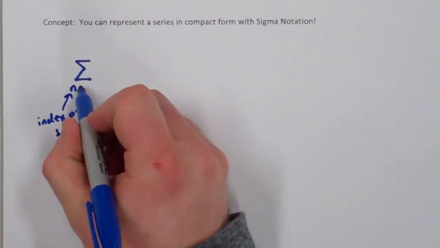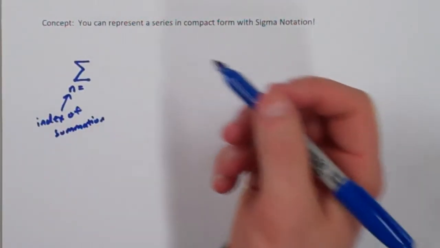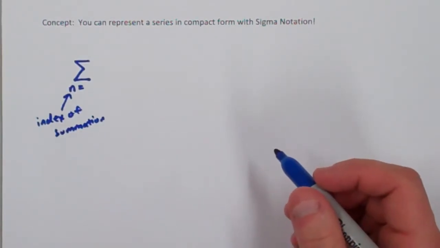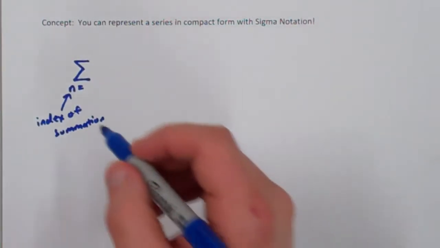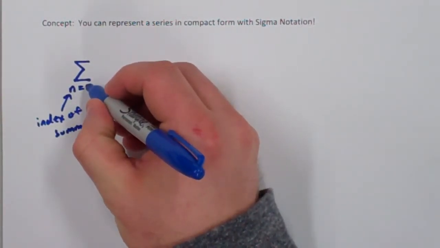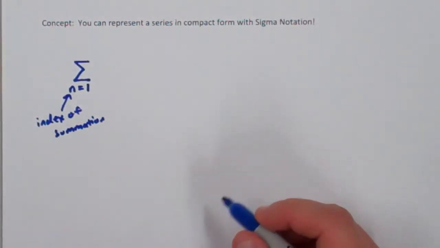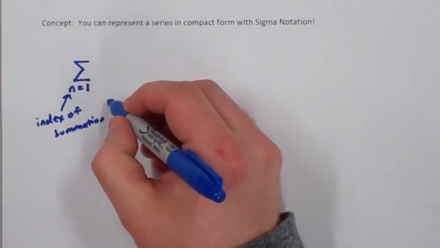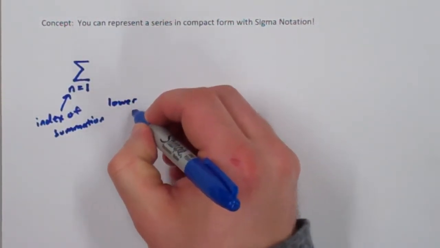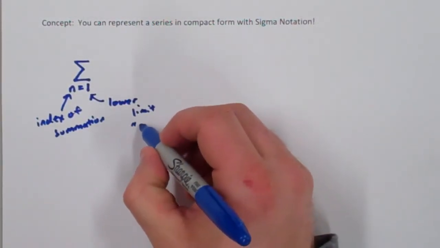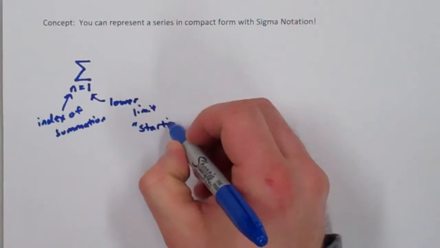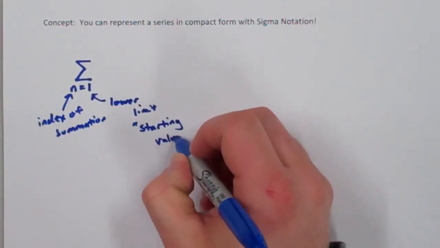You will always start at a value, and you're going to start at an integer only. You can use any integer, but it will be an integer. Let's start this one off when n is equal to 1. This is called the lower limit. It's like your starting value, so I'll put that down here.